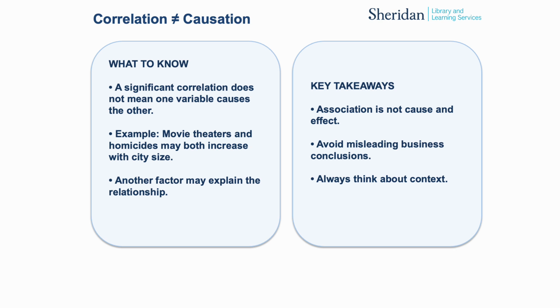The real explanation is probably that larger cities naturally have more people. Because they have larger populations, they also tend to have more movie theaters, more business, more traffic, and unfortunately sometimes more crime. In this case, the hidden variable is population size. So population influences both variables. The movie theaters themselves are not causing crime. This type of hidden influence is called a lurking variable or a confounding variable. A confounding variable is an outside factor that affects both variables and creates the appearance of a relationship.